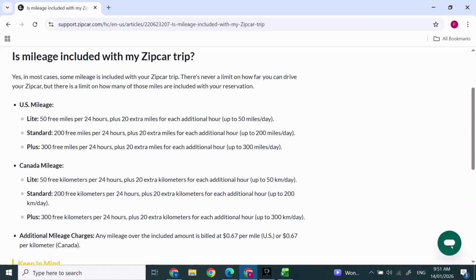And as you can see, first one is US mileage, second one is Canada. So select your country, and there is Light, Standard, Plus. It's according to your plan. For Light in US, 50 free miles per 24 hours plus 20 extra miles for each additional hour up to 50 miles. Standard, 200 miles per 24 hours, and for Plus, 300 free miles per 24 hours. And accordingly, you'll find Canada's mileage as well.